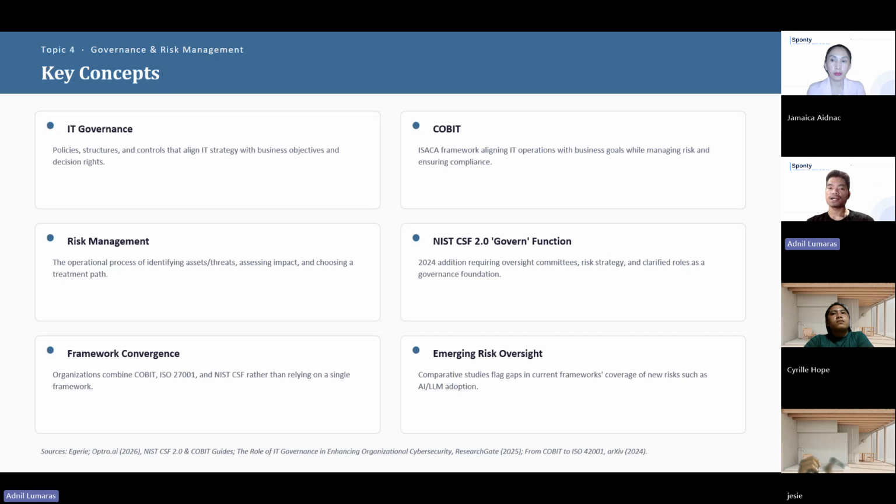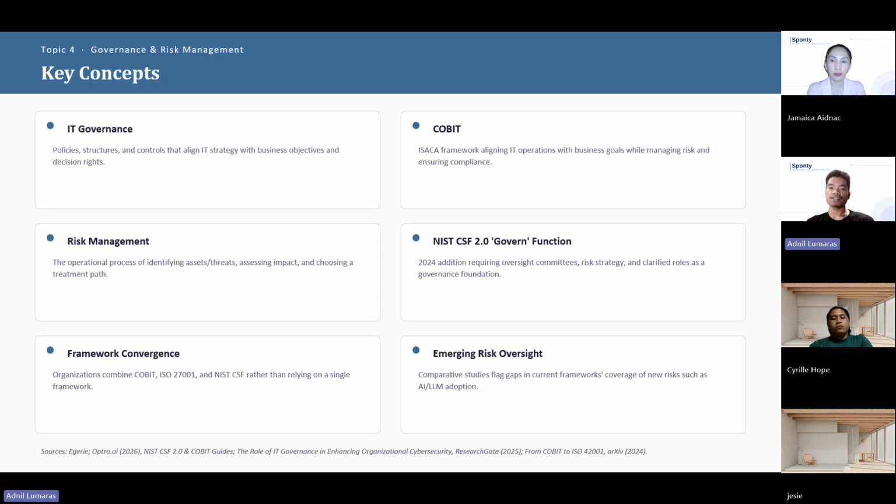Governance answers questions like who approves security investments, who is accountable to the board, and how competing priorities are resolved when, say, the engineering team wants to ship a new feature quickly and the security team wants more time to test it. COBIT, Control Objectives for Information and Related Technologies, developed by ISACA, is one of the most widely referenced governance frameworks built to align IT operations with business goals while managing risk and ensuring compliance across the enterprise.